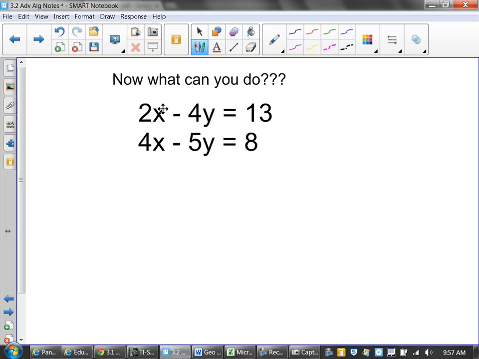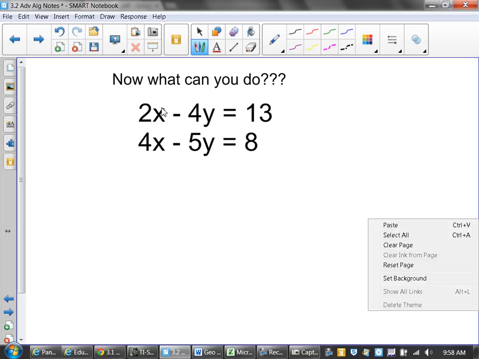Because if you have the same coefficient with the same sign, what could you do to eliminate them? Subtract. So if you have same coefficient with the same sign, you can subtract the two equations from one another. Whereas if you have same coefficient with opposite signs, you would just add them together. But sometimes it doesn't work out that cleanly. Sometimes you have to create same coefficient, same sign, or same coefficient, opposite sign.